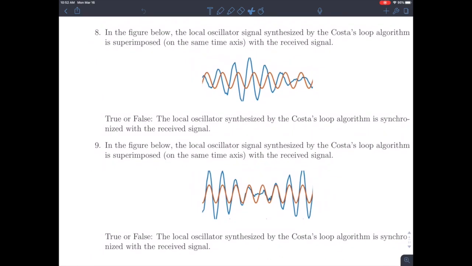In problem 8, we're looking at a synthesized local oscillator signal that was generated by a Costas loop algorithm, and that's superimposed on the same time axis with the received signal. Okay, so clearly from the size of the signals you can tell that the oscillator is the one in orange, and you can then deduce that the received signal would be in blue.